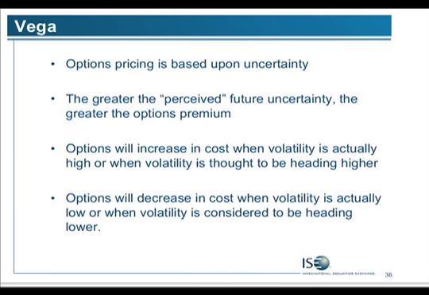Vega, when we're trading options, we're trading uncertainty. So the greater the perceived future uncertainty, the greater the options premium. Options will increase in cost when volatility is actually high or when volatility is thought to be heading higher. Options will decrease in cost when volatility is actually low or when volatility is considered to be going lower. And that's what we've seen over the last 9 or 10 months, although volatility seems to have found a level where supply meets demand, at least in the last couple of weeks or even couple months.